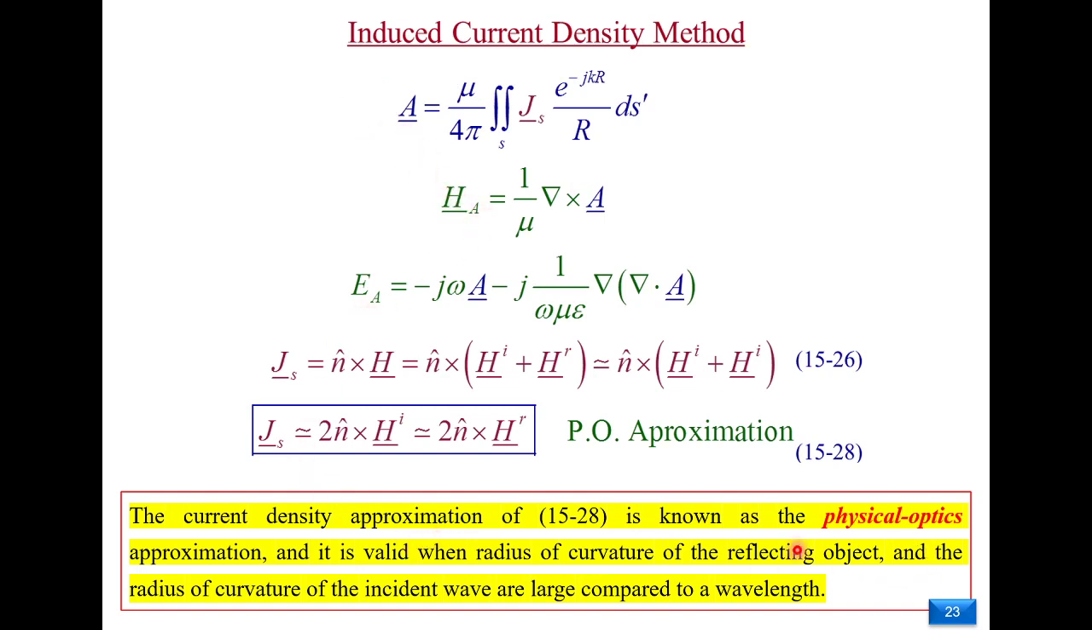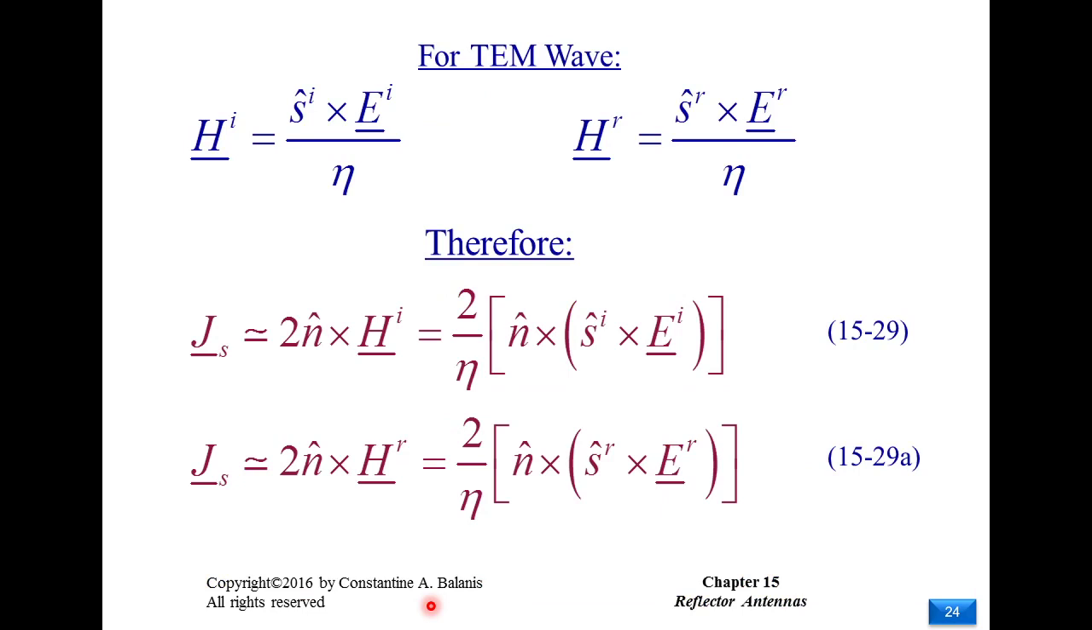So this approximation is called physical optics. And this is valid if the radius of curvature of the reflector object and the illuminating wave is large compared to the wavelength. So this is good for large reflectors, which is very common, to have a large reflector with respect to the wavelength. So this is the first method, which is induced current density.